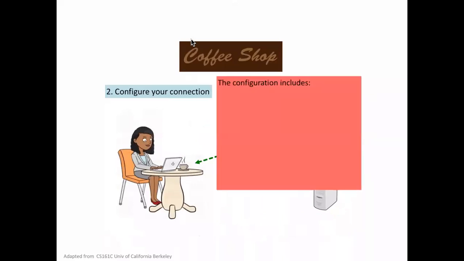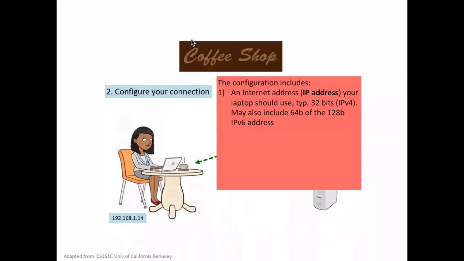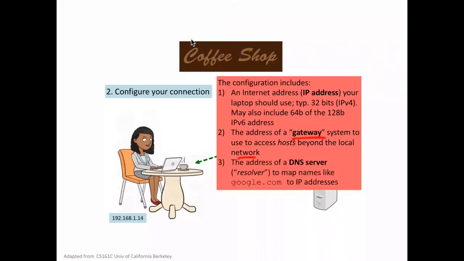Okay. Now she will get the following. First, the most important thing is the IP address. Now she will get 32-bit or 64-bit, whatever the configuration server or DHCP server wants to give. And what is the second thing? It will be the gateway, the address of the gateway, so that she can go beyond the local network. And third is the DNS server address. Right?